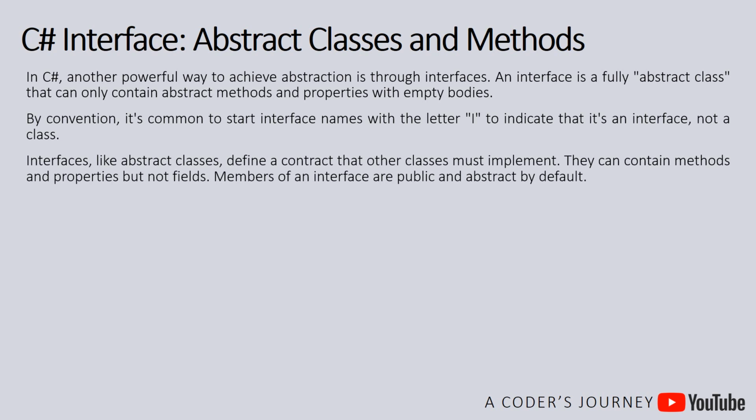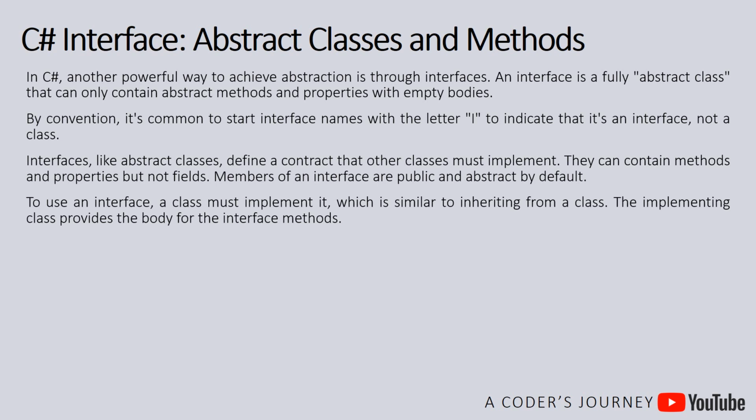Interfaces like abstract classes define a contract that other classes must implement. So when you implement an interface, you are forced to respect the contract of that interface, the methods or the properties. And then these interfaces, as I told you, can contain methods, properties, but not fields. And members of an interface are public and abstract by default. And you will see what it means when we go to Visual Studio.